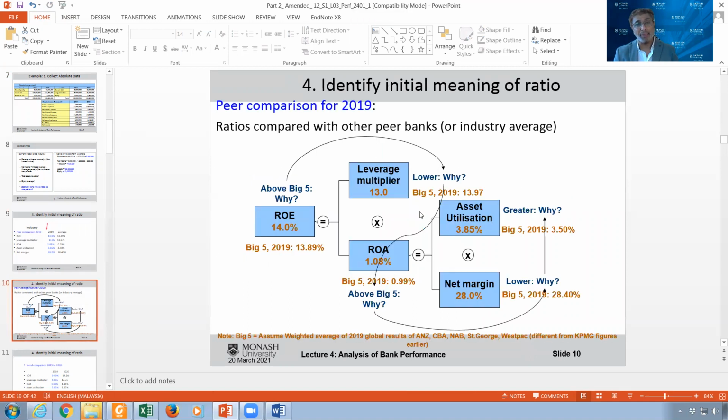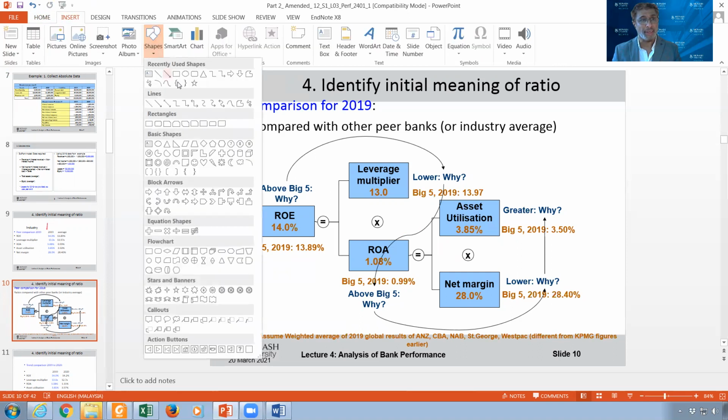So now if I bring it here, this is the top 5 banks: ANZ, Australia and New Zealand Bank, Commonwealth Bank of Australia, NAB, St. George Bank, and Westpac. Usually we have 4 banks, but now we include also St. George Bank. Now, the ROE, as I told you, I'm making 14, the industry 13.9. I will ask why. This is one question. So we'll start with the questions here.